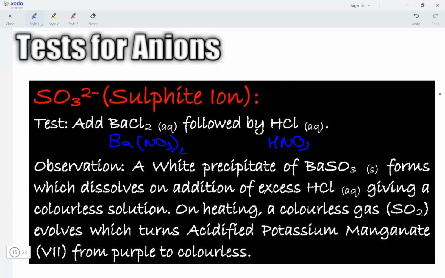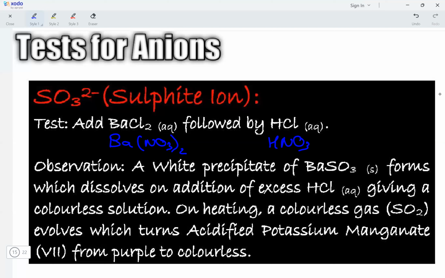So this is how you differentiate between sulfate and sulfite ions. Sulfate ions will form a white precipitate which will not dissolve. Sulfite ions will produce a white precipitate which will dissolve. And we can do one more test. On heating, a colorless gas, which is SO2 in this case, evolves, which turns acidified potassium manganate from purple to colorless.